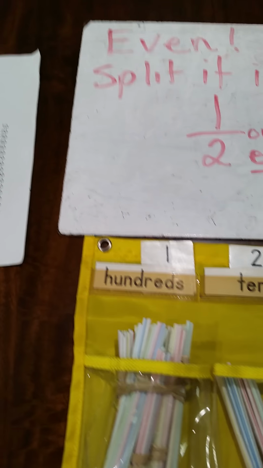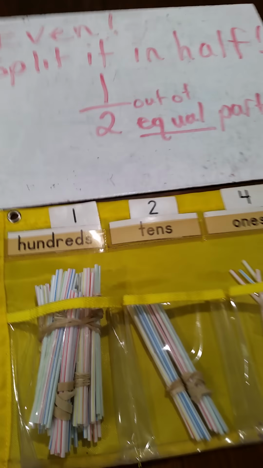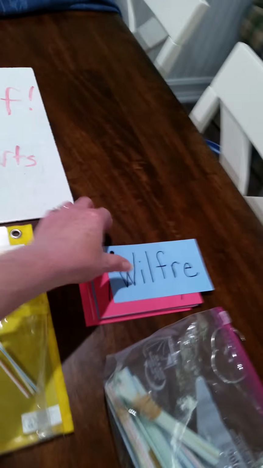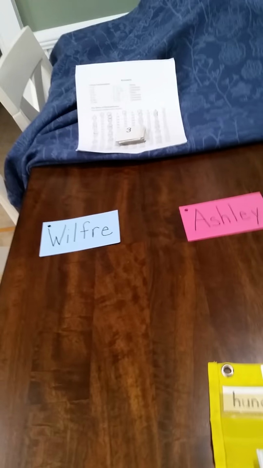Now, when we were at school, we chose people to do our numbers of the day. There's our prime and composite sheet, which we don't need today because it's even. I'm going to pick Wilfrey and Ashley, because we can split the number in half and we need 2 equal parts. Now, if I have 4 ones, each person gets 2 ones. If I have 2 10s, each of them gets a 10.